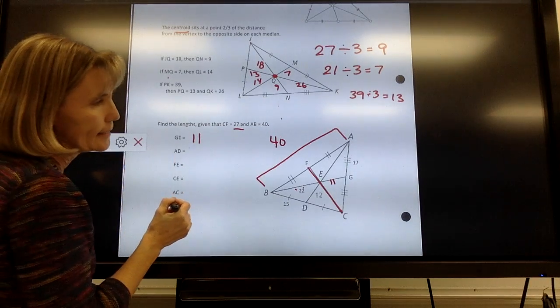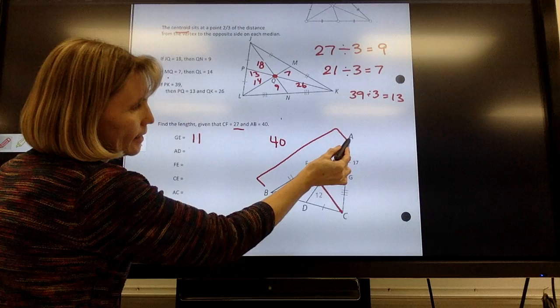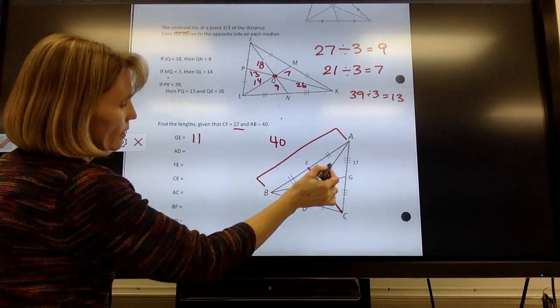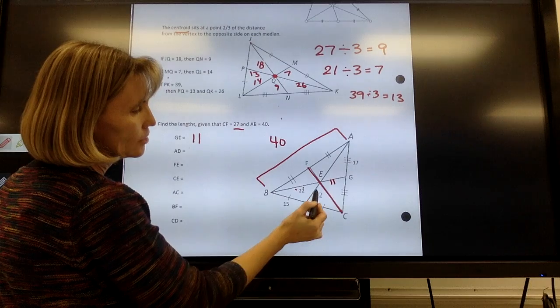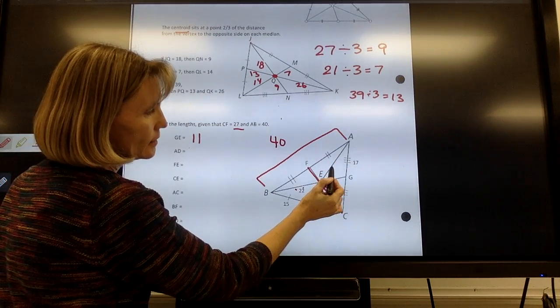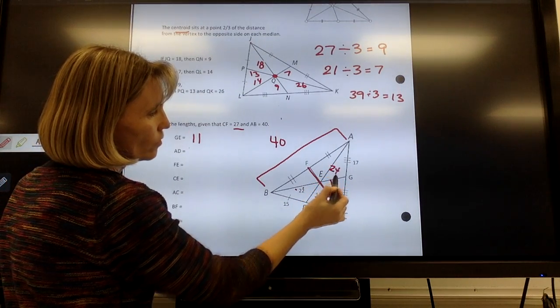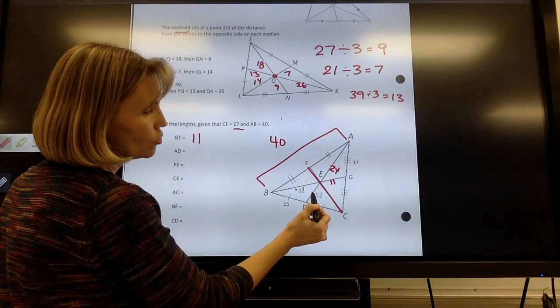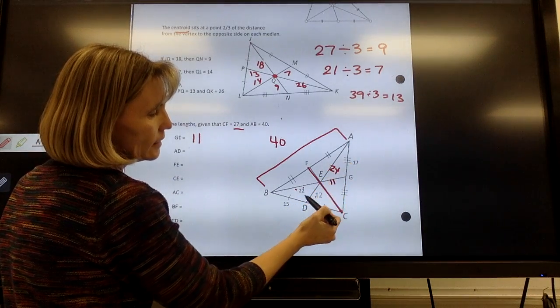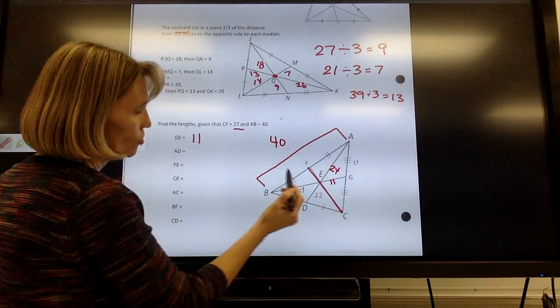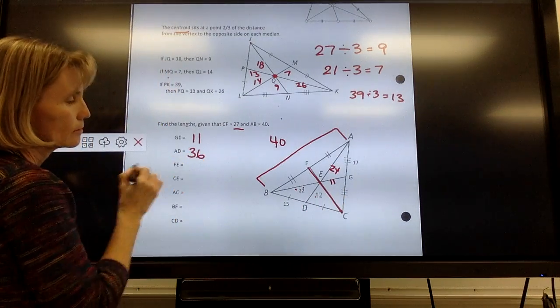Distance from A to D. A to D. Okay, the distance all the way across. Well, if this from E to D is 12, then the distance from A to E has to be 24. If this is 1/3, the smaller portion is 1/3. I double it to get the 2/3. So from A to D all the way down, I'd be adding those two together and getting 36.